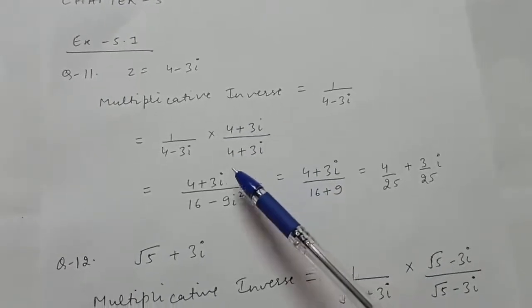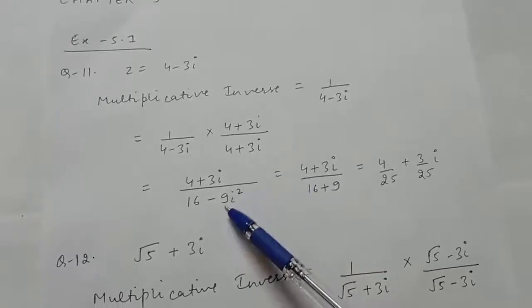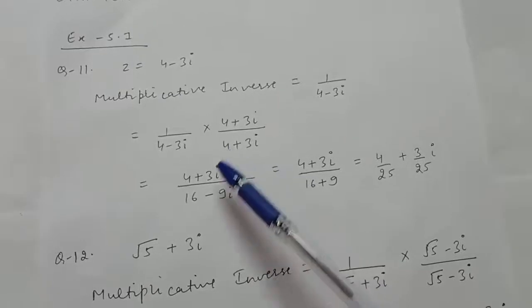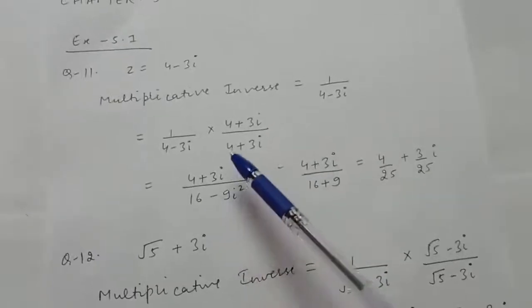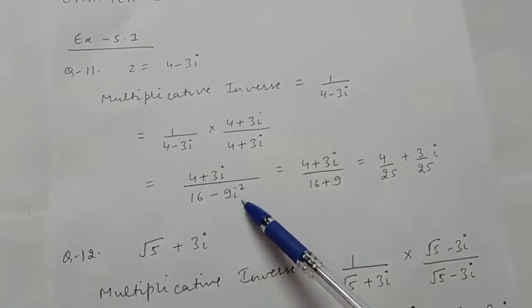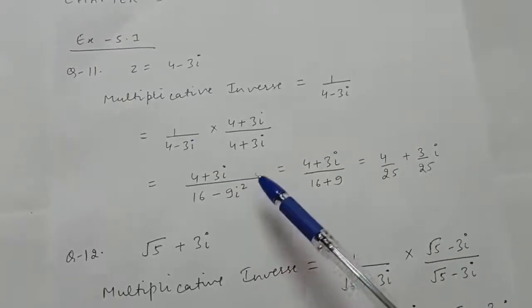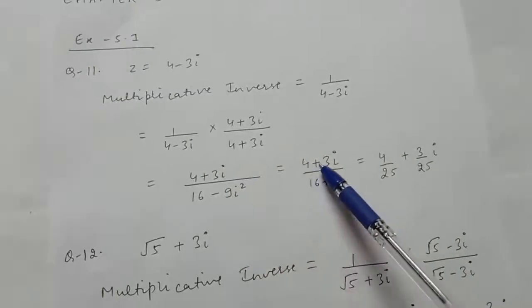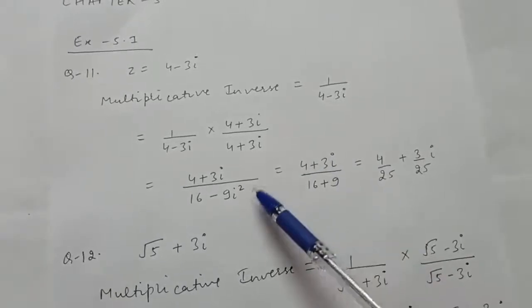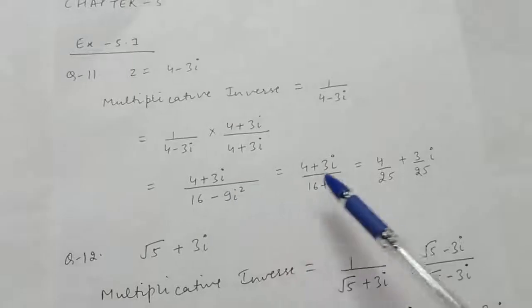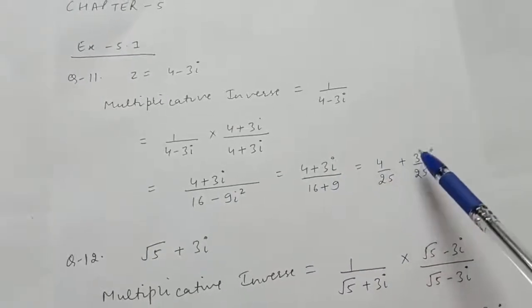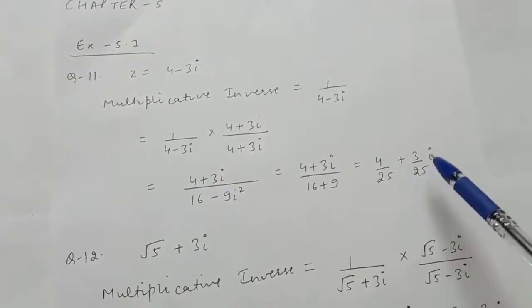Now this will become 4 plus 3 iota upon, this is a minus b into a plus b. So a square minus b square, which is 3 iota, 3 iota square will be 9 iota square. So this is 4 plus 3 iota upon 16 plus 9, because iota square is minus and minus minus becomes plus. So you will get 4 by 25 plus 3 by 25 iota.